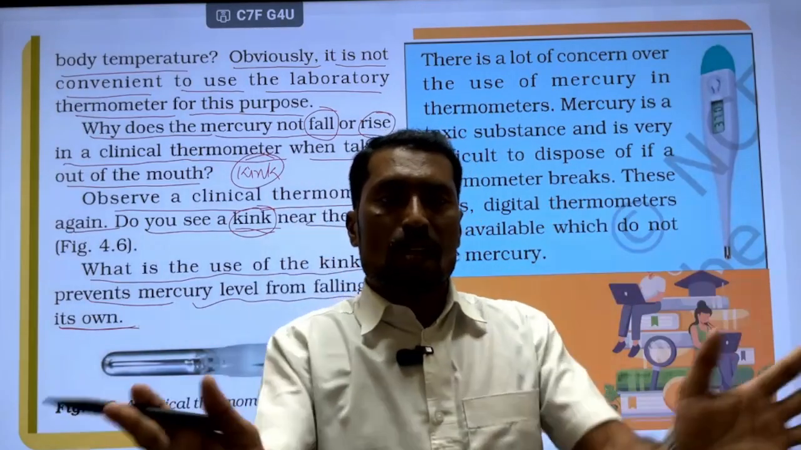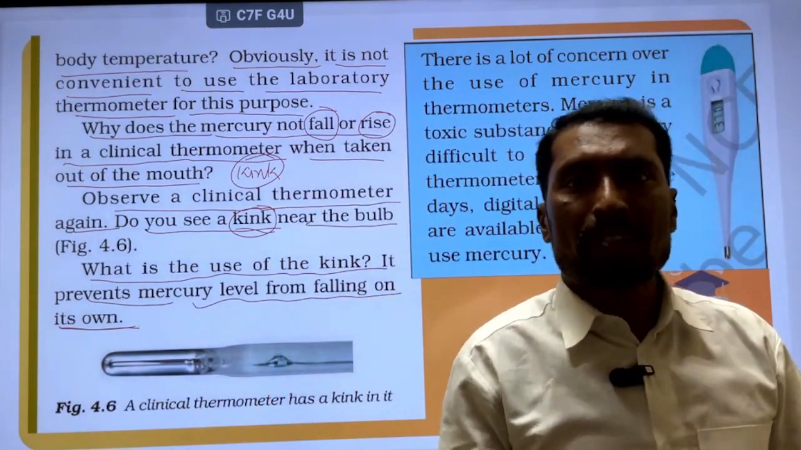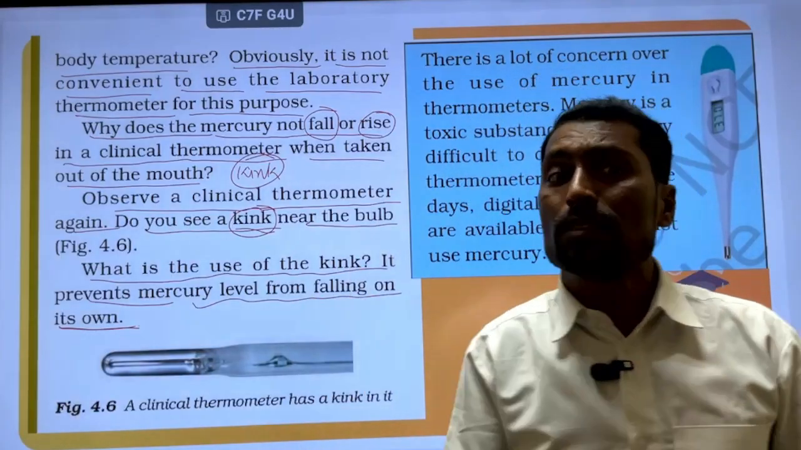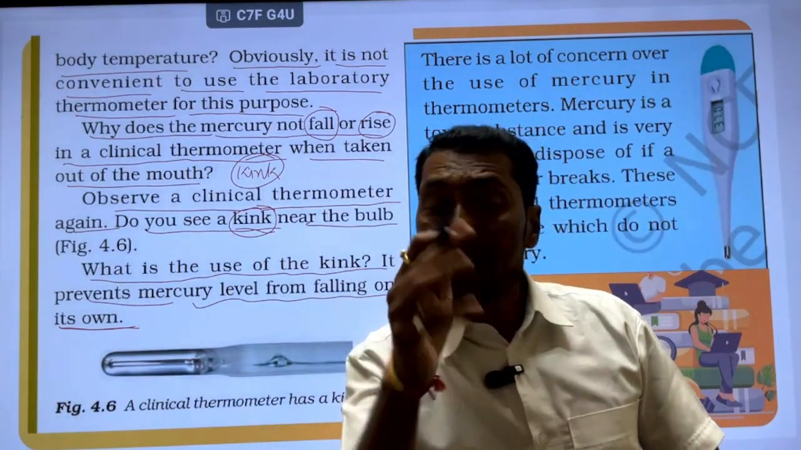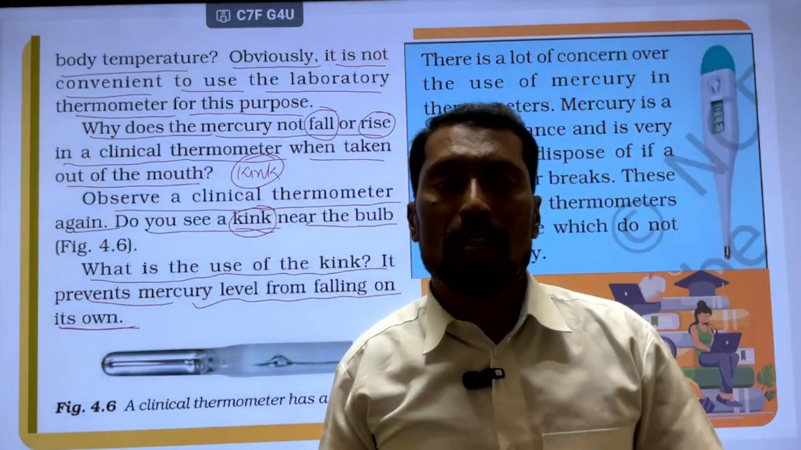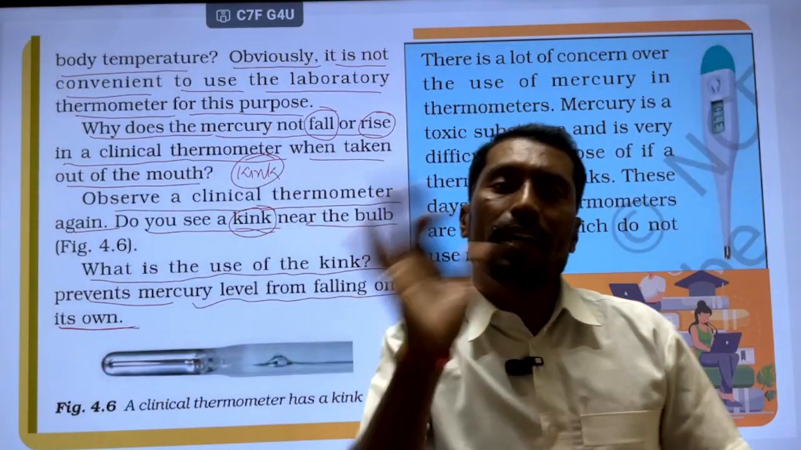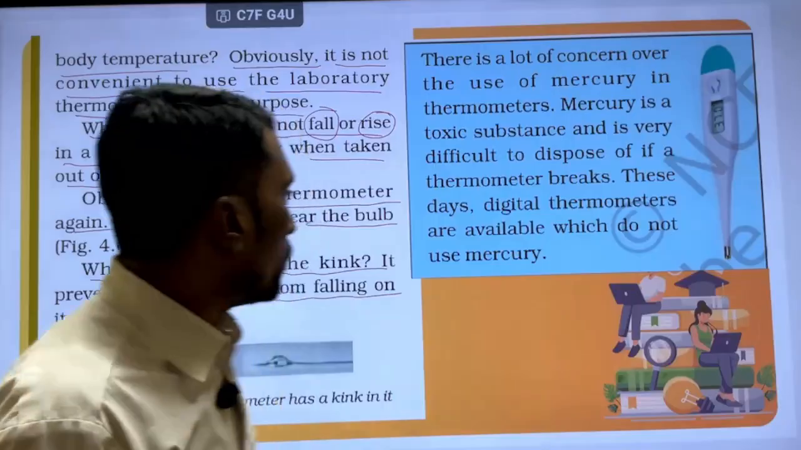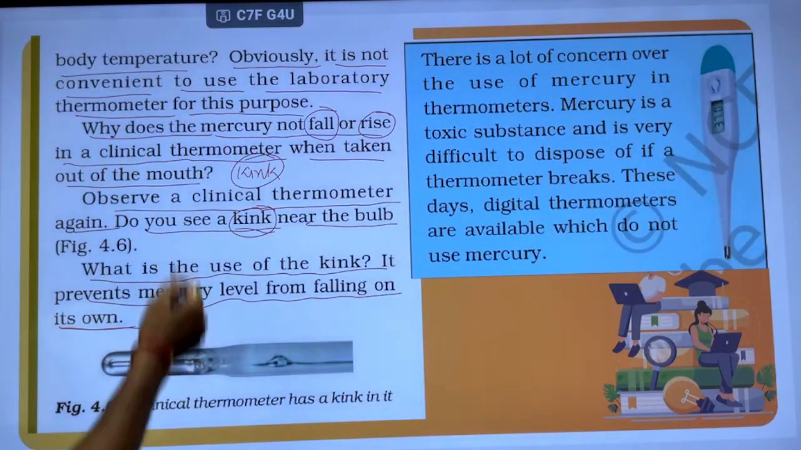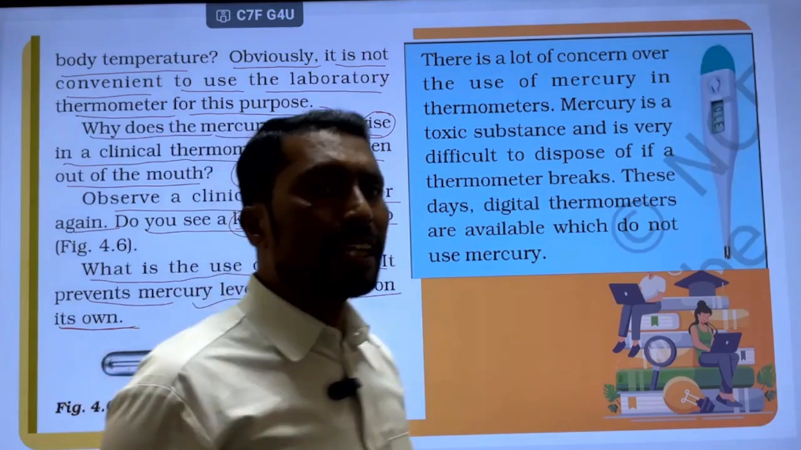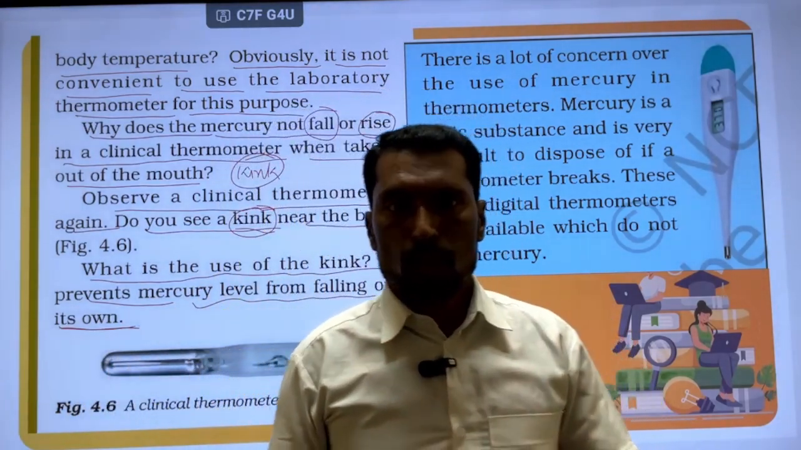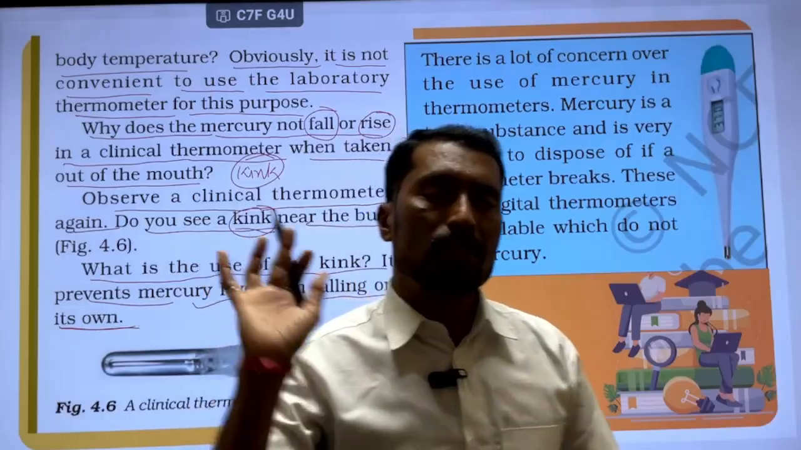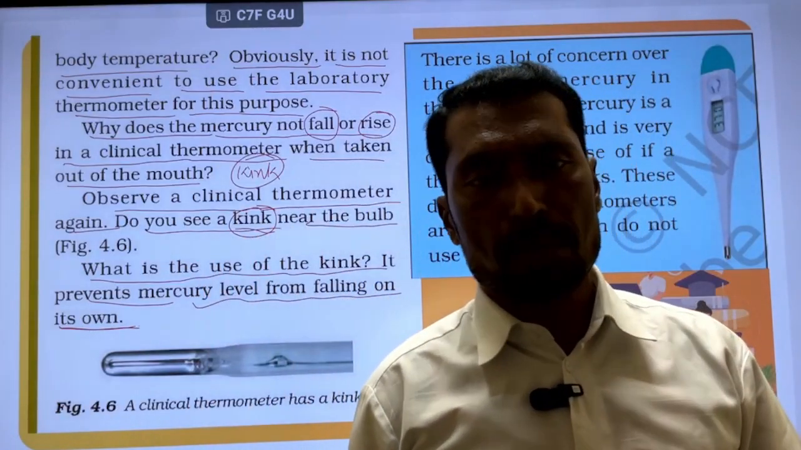The whole discussion about the clinical thermometer and laboratory thermometer is a very important concept. They ask you to differentiate between the clinical as well as the laboratory thermometer. This I also explained in a previous lecture. What is the difference between them? Okay, this is all about the clinical thermometer and laboratory thermometer. Hope you understand all the concepts related to the clinical thermometer and laboratory thermometer.